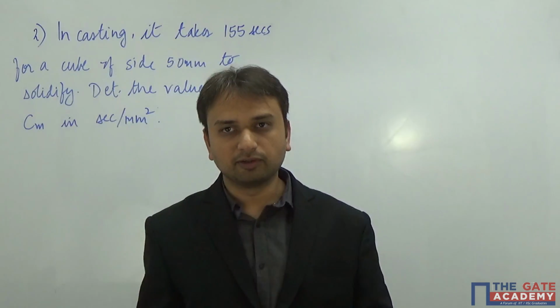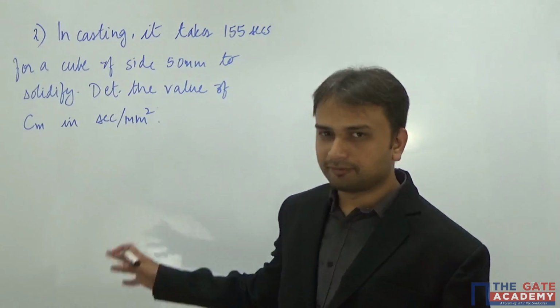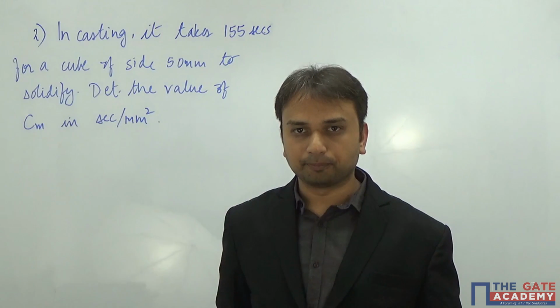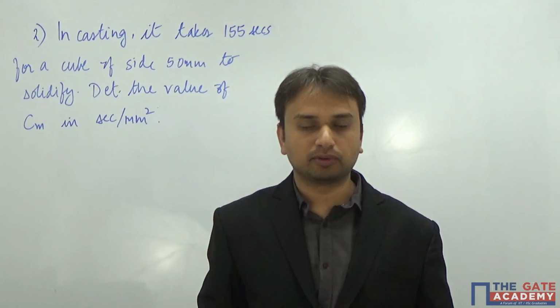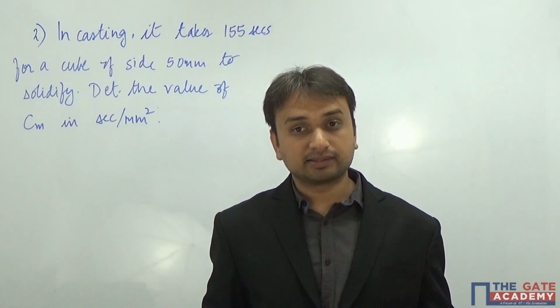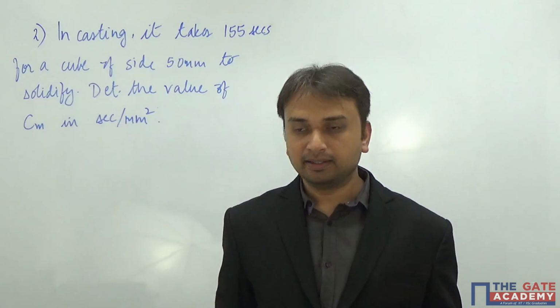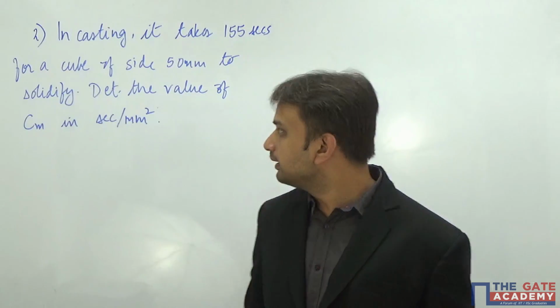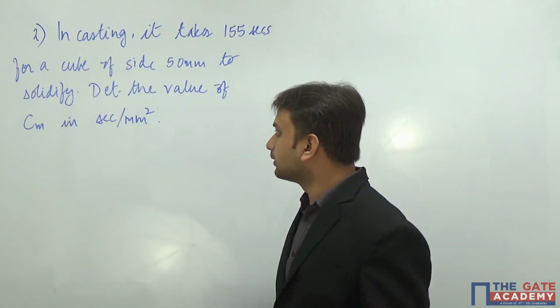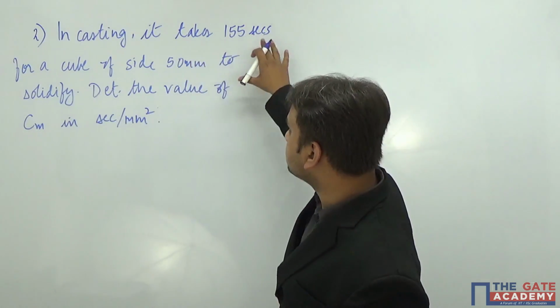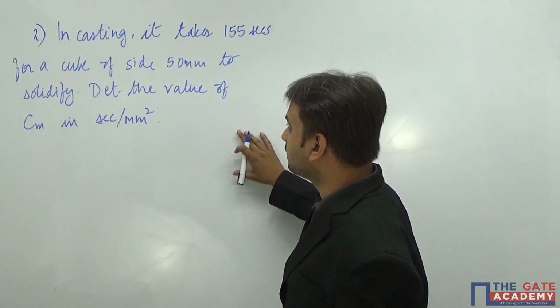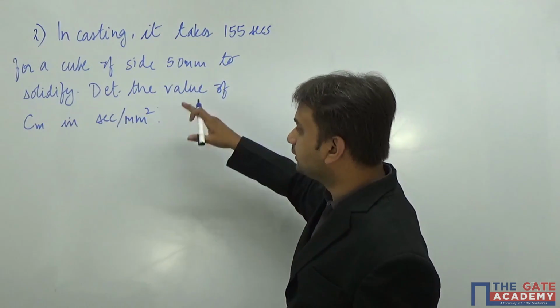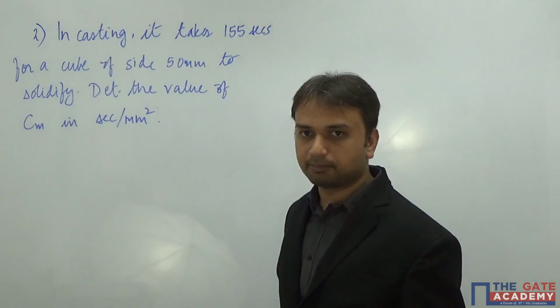Alright friends, so have a look here. This is a very, very simple problem, but you can find these kinds of problems being asked in GATE several times. So just to give you a feel, I am giving this problem to you. You can solve it very easily, very conveniently. In the casting, it takes 155 seconds for a cube of side 50 mm to solidify. Then determine the value of Cm in second per mm square.